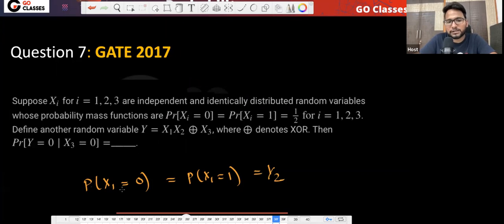Now, similarly, all the probabilities are the same. In fact, x2 equal to 0 and x2 equal to 1 both have probability 1 by 2 only, right? All the probabilities are 1 by 2, which is given to us. Now they have defined a new random variable y.